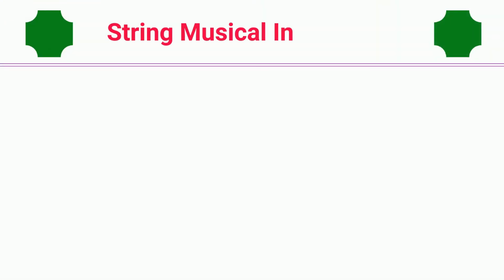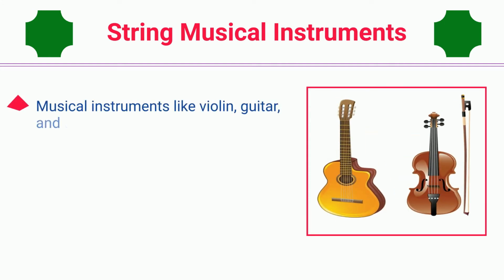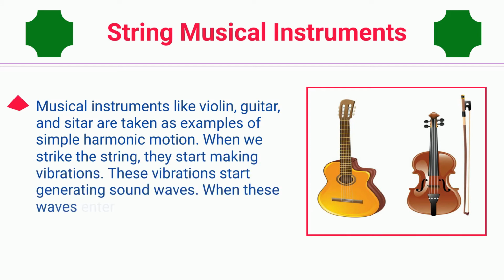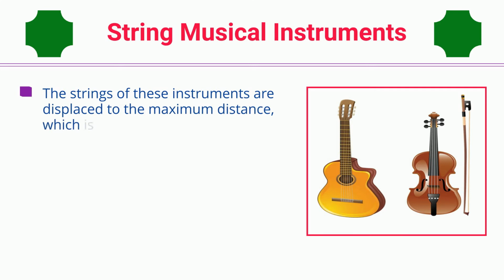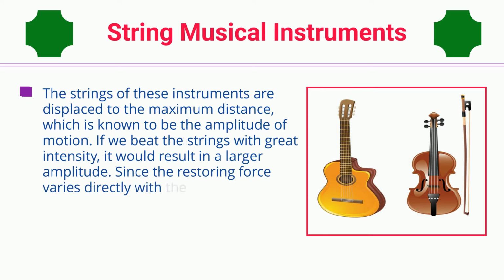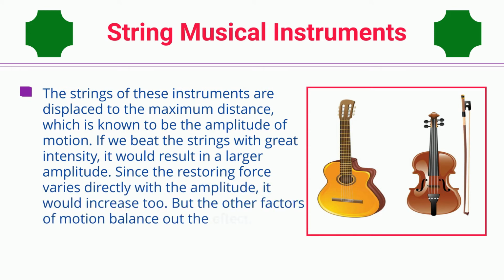String musical instruments. Musical instruments like violin, guitar, and sitar are taken as examples of simple harmonic motion. When we strike the string, they start making vibrations. These vibrations start generating sound waves. When these waves enter our ears, we hear music. The strings of these instruments are displaced to the maximum distance, which is known to be the amplitude of motion. If we beat the strings with great intensity, it would result in a larger amplitude. Since the restoring force varies directly with the amplitude, it would increase too. But the other factors of motion balance out the effect.